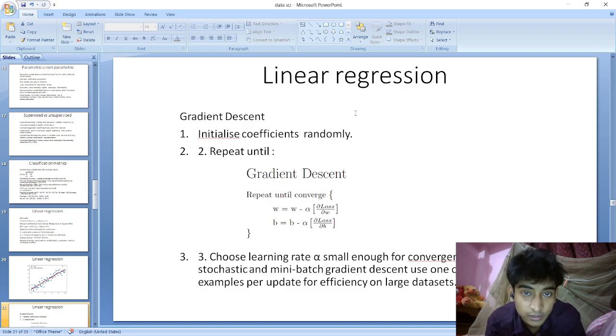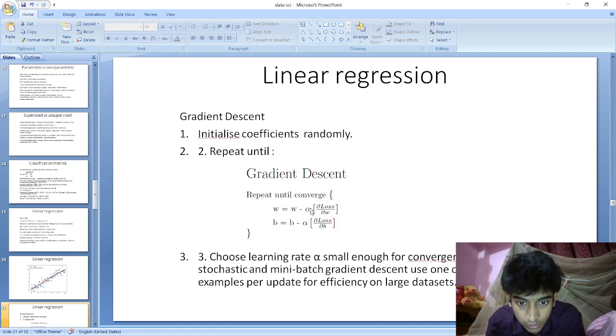Now let's see the gradient descent approach for determining the coefficients. In gradient descent, first we initialize the coefficients randomly, then we repeat until convergence. Here we are given W, which is the weight, and B, which is the bias. We calculate the partial derivative of the loss function, that is, we calculate the gradient and we go in the negative direction of the gradient. We start from any particular point on the function and we go in the negative direction of the gradient, and we repeat this until convergence is found and we get the best coefficients for our linear regression.